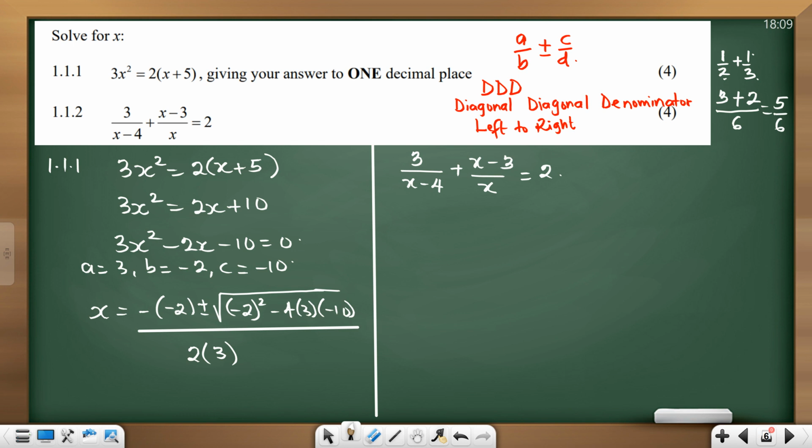You're going to use it again when you get to trigonometry. So please, let's do that here. Left to right. 3 times x would give me 3x. It's a plus there in the middle.